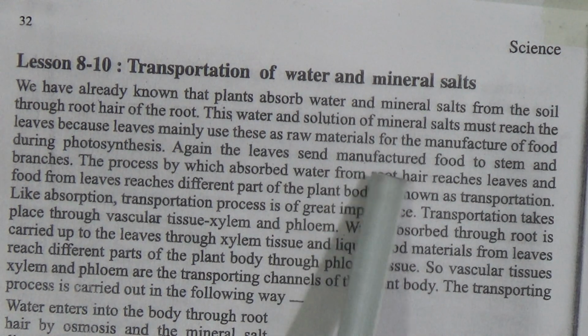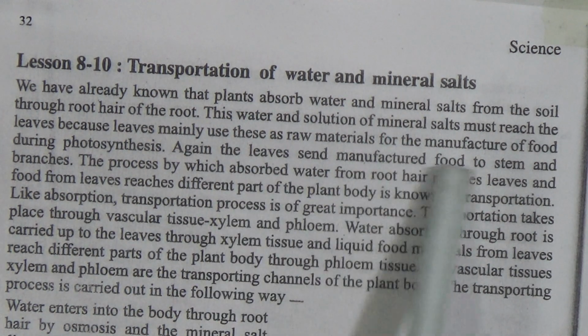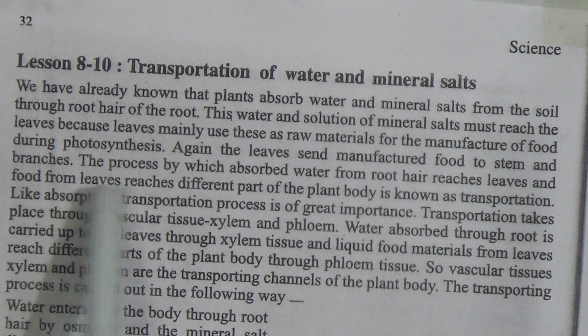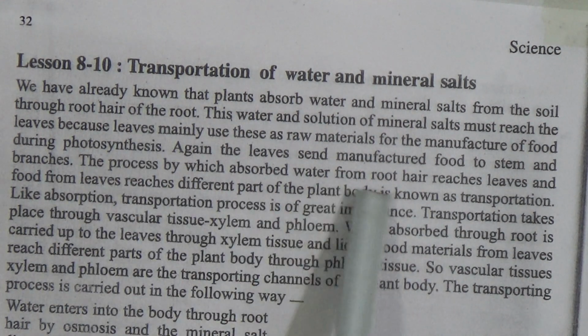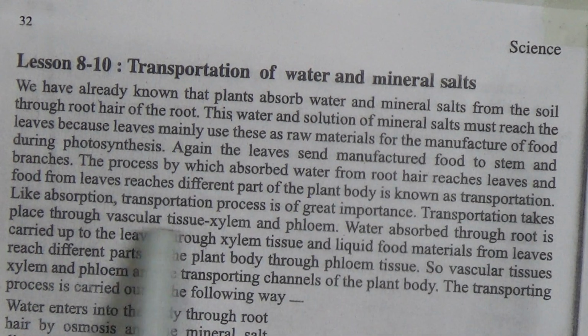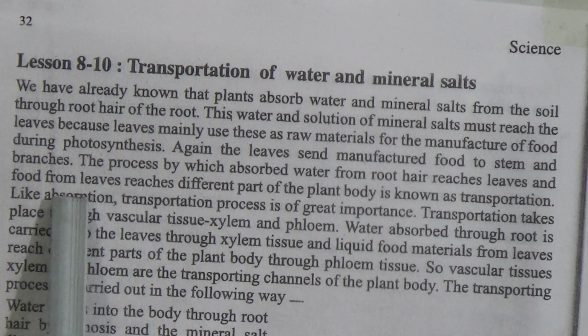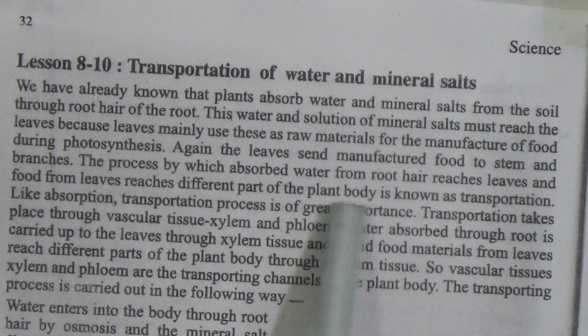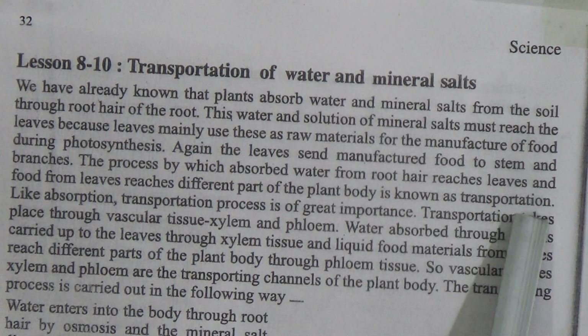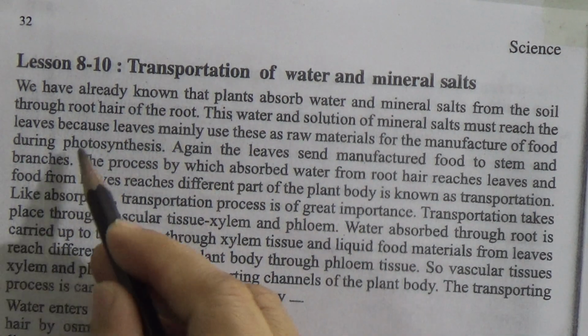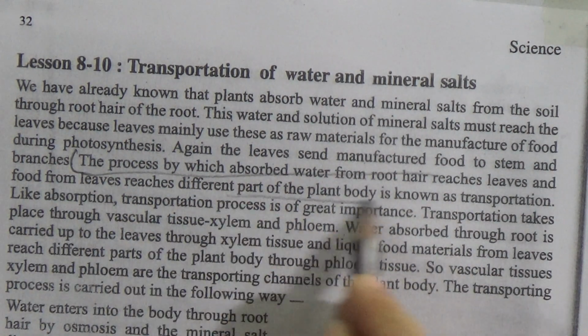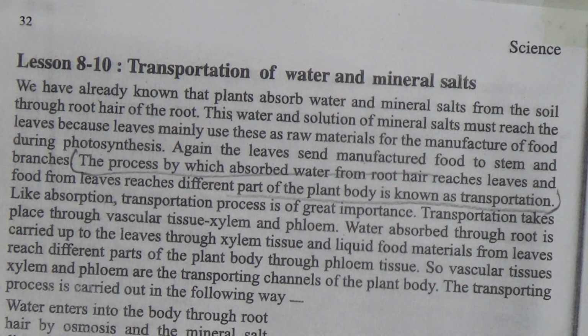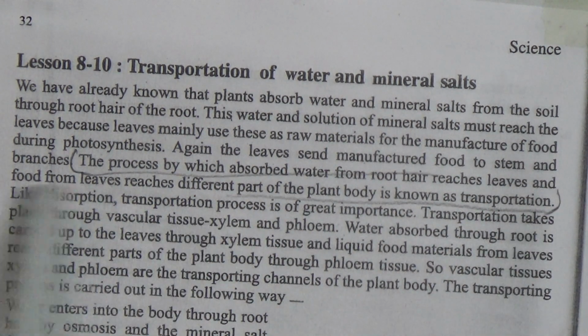Again, the leaves send manufactured food to the stem and branches. The process by which absorbed water from the root hair reaches leaves, and food from leaves reaches different parts of the plant body, is known as transportation. So, my dear students, this is the definition of transportation; underline this one and learn properly.